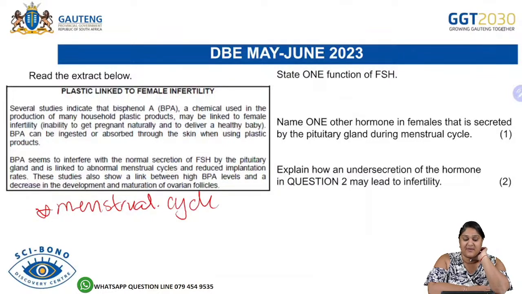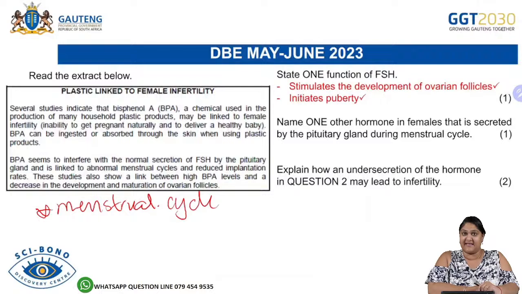Okay, so the first one is stating the function of FSH. Now it does not tell you, okay? It just tells you here that it interferes with the normal secretion of FSH, but it doesn't talk about how it's going to affect it or what the function is. So you should know from your studies that it stimulates the development of ovarian follicles and it initiates puberty.